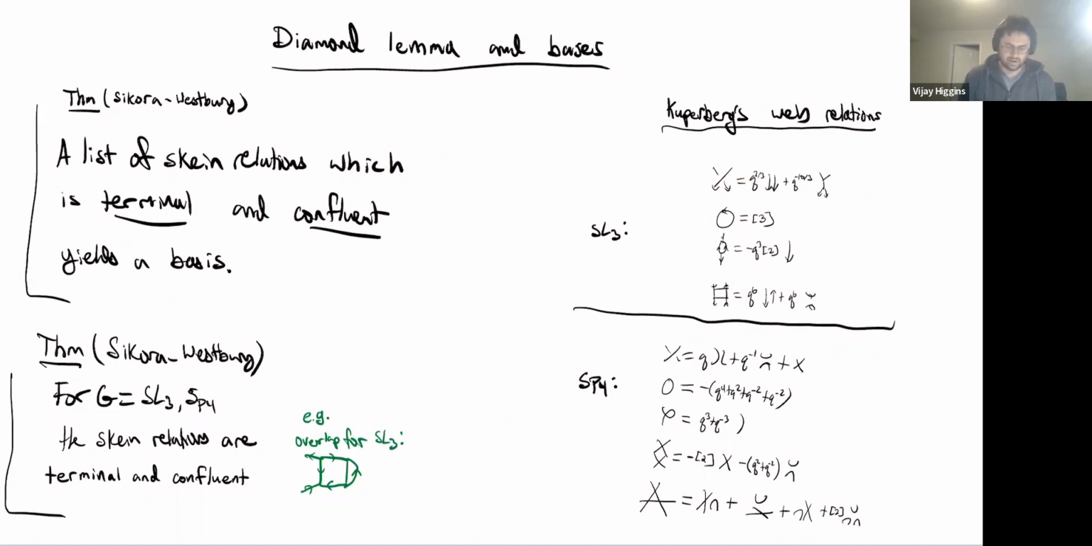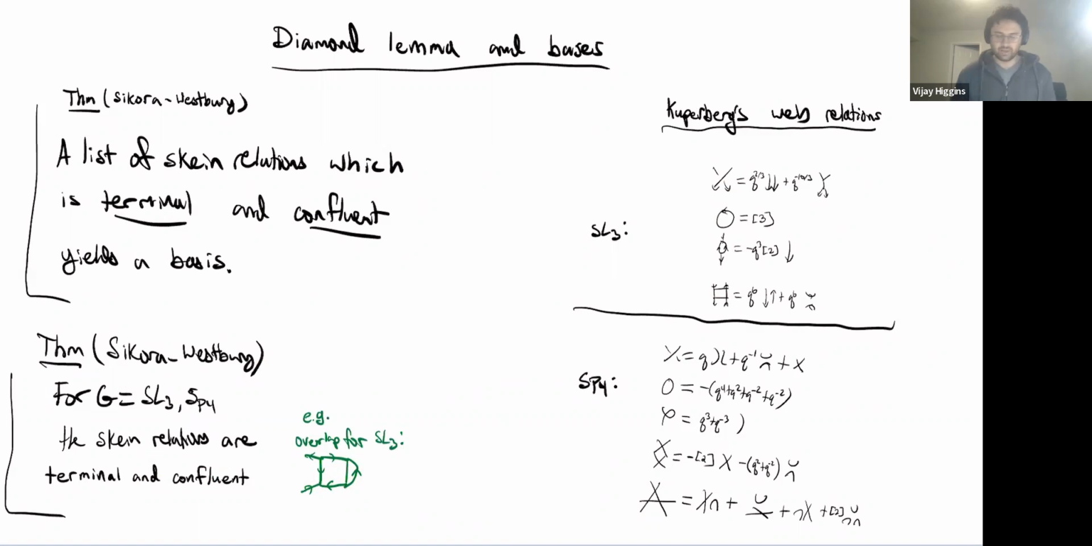But there are cases where the skein relations overlap. So here there's a square removal relation. There's also a digon removal relation. And if they overlap, you have to check that applying one before the other gives you the same answer as applying in the other order. And Sikora and Westbury checked that they are confluent.